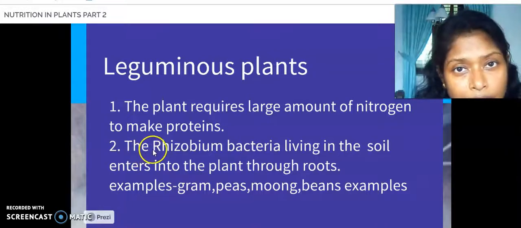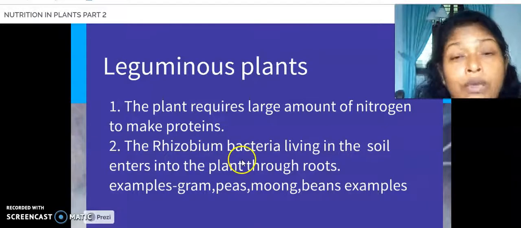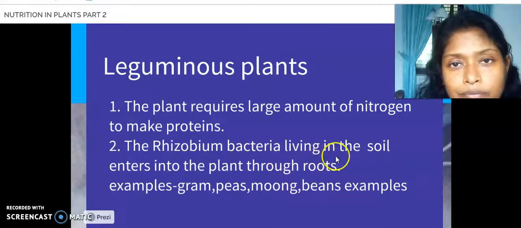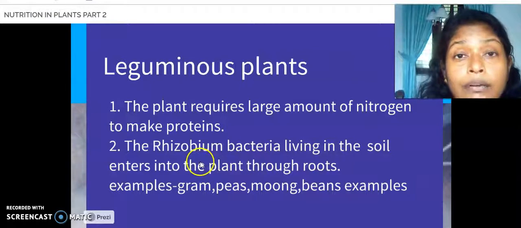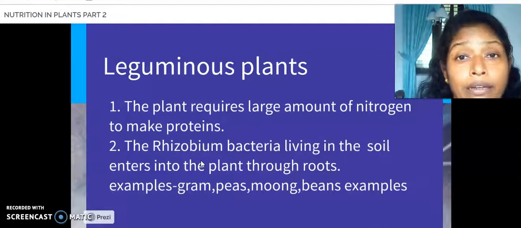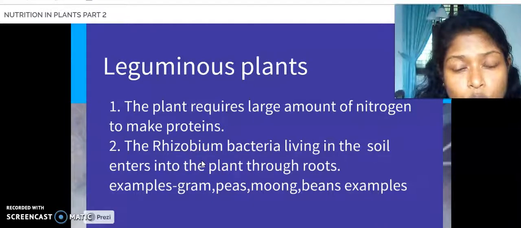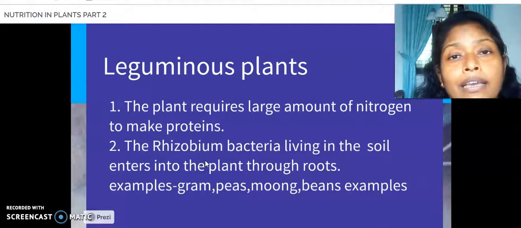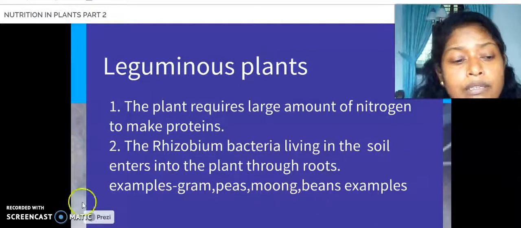There is a bacteria called rhizobium. Rhizobium is a bacteria which lives in the soil, everywhere in the soil. But when they come closer to the roots of the pulse plant, they enter through the roots and live inside the cells of the root. They help to trap the nitrogen and give it to the plant so the plant can synthesize protein. Examples are gram, peas, mung, beans, etc.